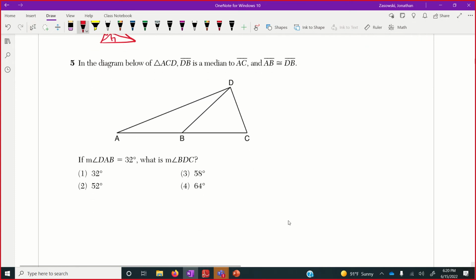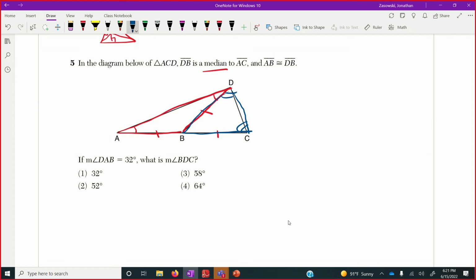Okay. Number 5, we have a median. Remember, that is this line right here that cuts through the middle of the opposite side. So it tells you that AB is congruent to DB, okay? And because it's a median, AB is also congruent to BC. All right, so we have 2 isosceles triangles at work. We have this isosceles triangle over here with those 2 sides equal. And we have this isosceles triangle over here with these 2 angles equal at BDC and BCD.